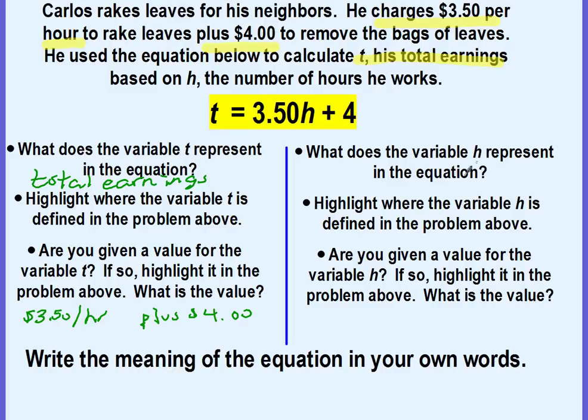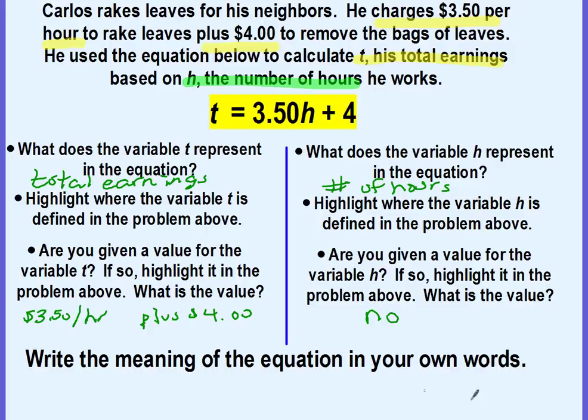What does the variable H represent in the equation? So look for the H, it's right here. H is the number of hours that he works. So I'm just going to put number of hours. And then I'm going to change the color of my highlighter. And H is the number of hours that he works. Are we given a value for the variable H? Do we know how many hours he works? No, we don't know. So I'm just going to fill this in with no.